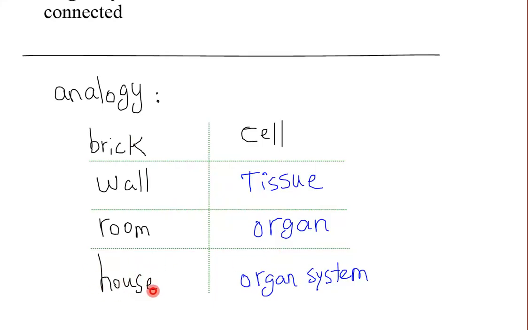As a house is composed of different rooms, an organ system has different organs in it. And a room is made of walls, organs are made of tissues. A wall is made of bricks, tissue is made of cells. Brick is the building block of a wall, is the building block of a house, or the smallest piece. We can say cell is the smallest piece of an organ system, or a living thing. Okay, it is enough here.